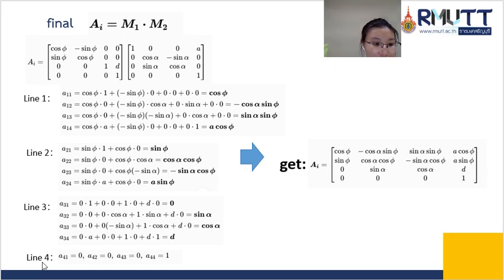The fourth row is 0, 0, 0, 1. And this is the final homogeneous transformation matrix.